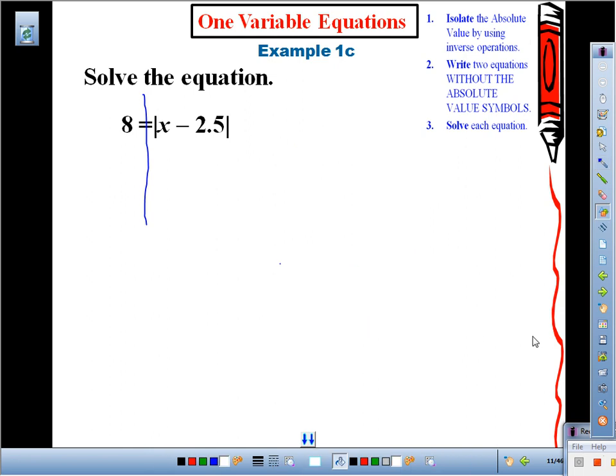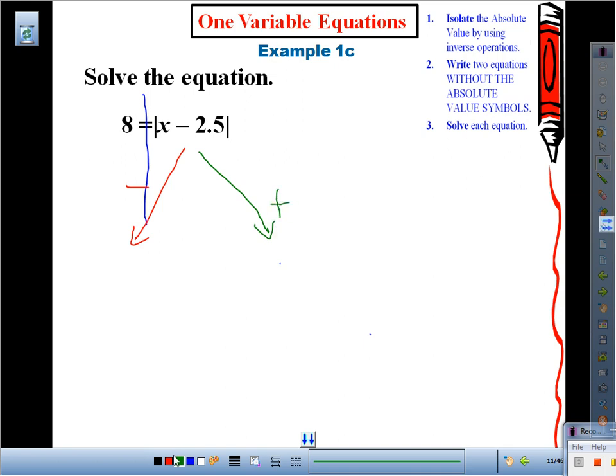It's already isolated. Are we clear on that? All right. So now we go to step 2. What is step 2? Write 2 equations. Why 2 equations? Because we need one negative and one positive. But which one will be our negative, everyone? 8. Because that's the number by itself, the constant by itself. So negative 8 equals, and then we write whatever's inside, x minus 2.5. How about this side? It's a positive what? 8 equals what's inside? X minus 2.5. What is the last step? Solve each equation. Can we solve each equation? All right, copy that and let's finish it off together.